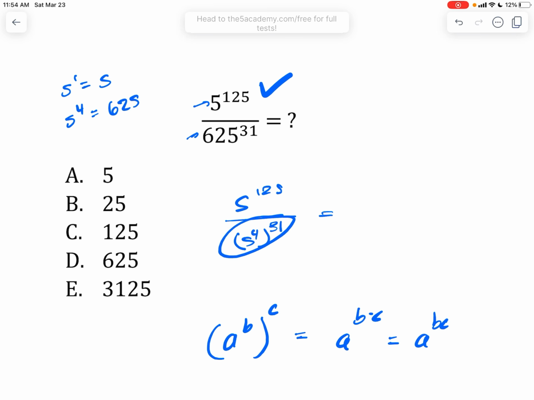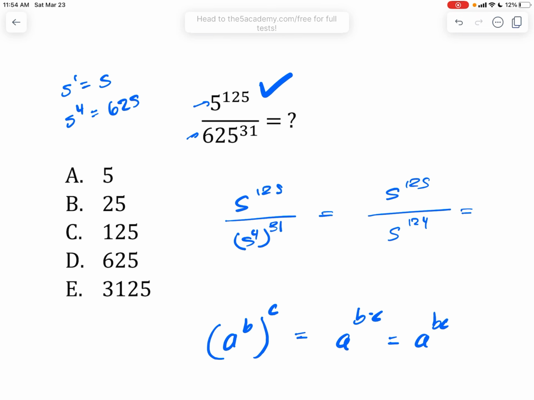You can do the same thing here. 5 to the 4th is raised to the 31. So I can multiply 4 times 31 and end up with, okay? So 5 to the 124.